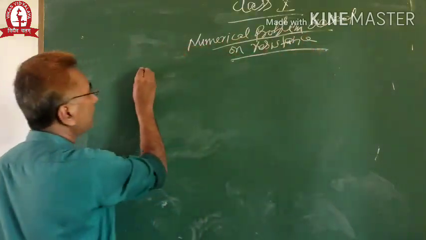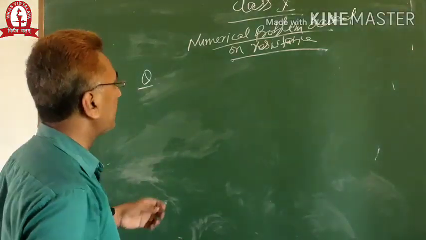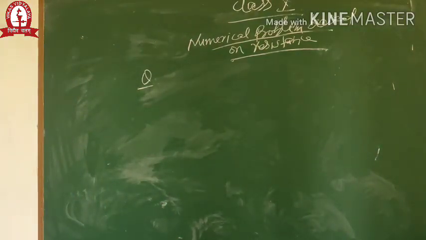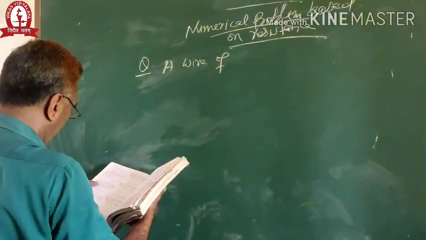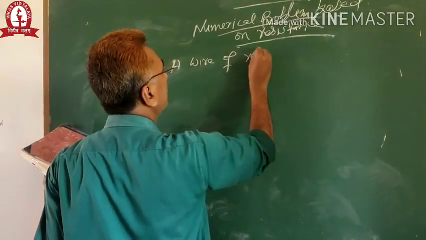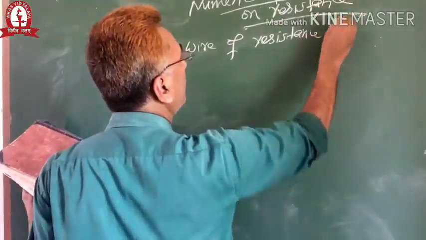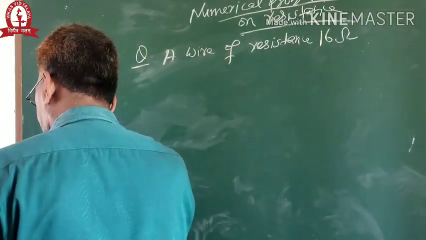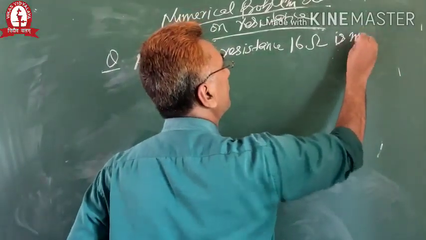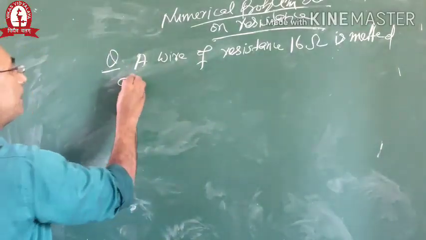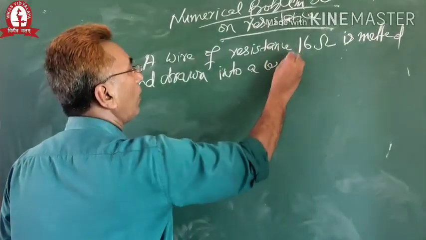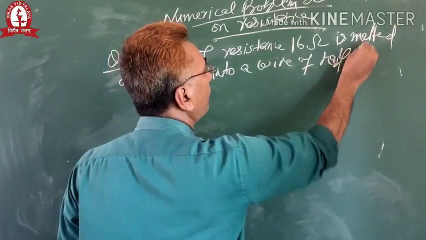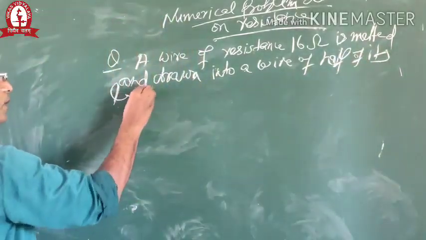Now one such question, a very interesting question that is generally asked in the board examination. I am taking such questions. Now go through. The question is: a wire of resistance 16 ohm, right, 16 ohm, is melted and drawn into a wire of half of its length.